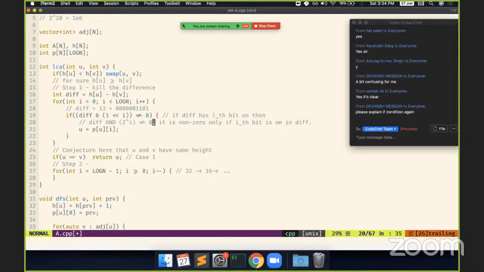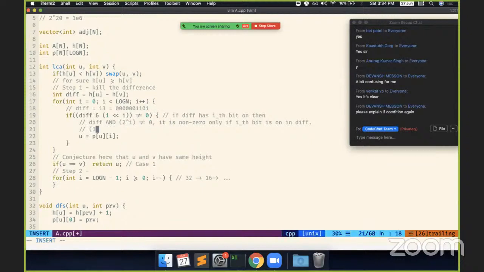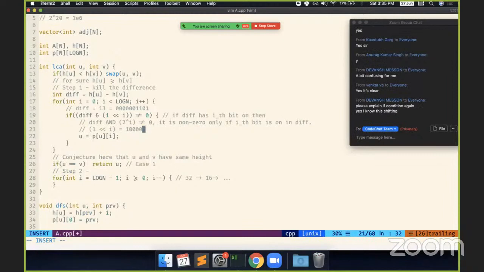The way you check that is you say, okay, 1 shifted by I is actually 2 to the power I. I assume you might not know this, but this is actually bit shifting. So what this means is take 1, shift it I times. So the number of zeros that you see here is basically I zeros. So this is actually equal to 2 to the power I in binary.